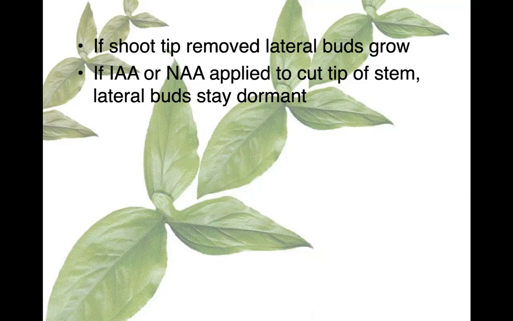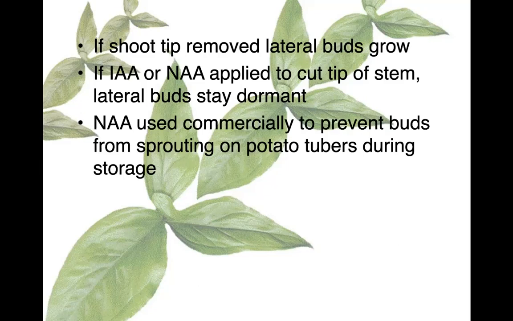You're basically fooling the plant into thinking the apical meristem is still there. Again, IAA is indole acetic acid. That's a naturally occurring auxin. NAA, naphthalene acetic acid, is a synthetic auxin. We create it. Does not occur naturally. One of the practical ways that we can use our knowledge of plant hormones is when we harvest our crops. We can spray, for example, potatoes with NAA to keep the buds dormant so that during storage, as the potatoes travel and get shipped all over the world, they don't arrive with the buds growing.